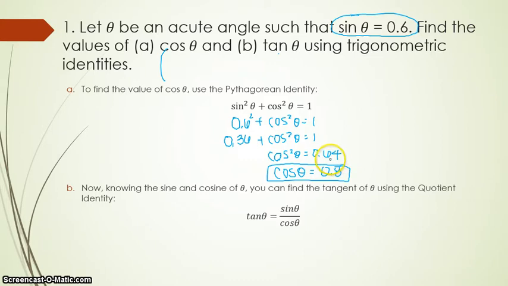On B, now that I know sine and cosine, I can use my quotient identities to find tangent. So it says tangent is sine divided by cosine. So sine is 0.6, cosine is 0.8. So 0.6 divided by 0.8 is just 0.75. So that's my tangent of theta.